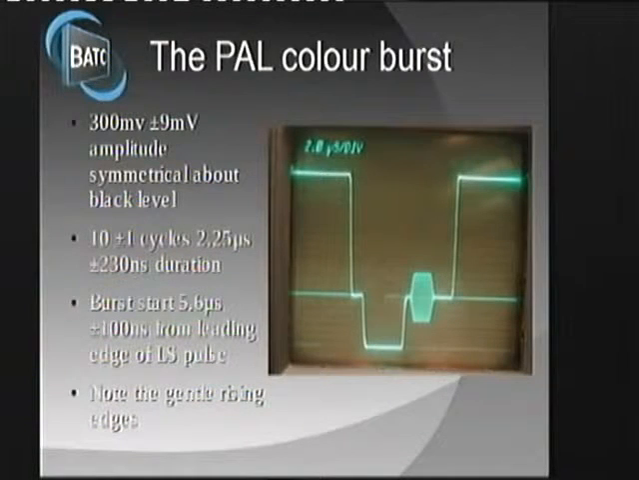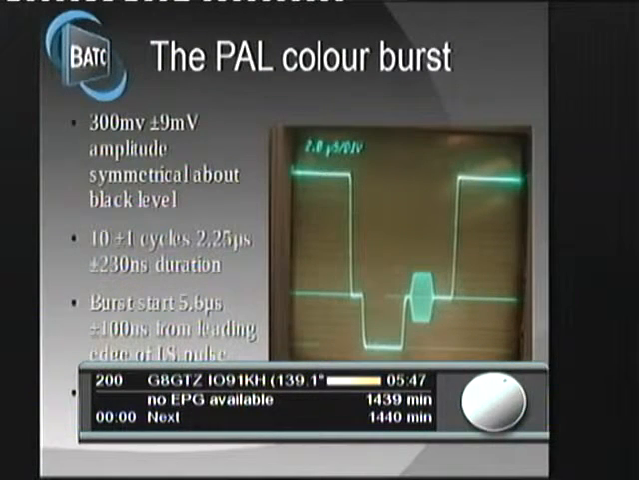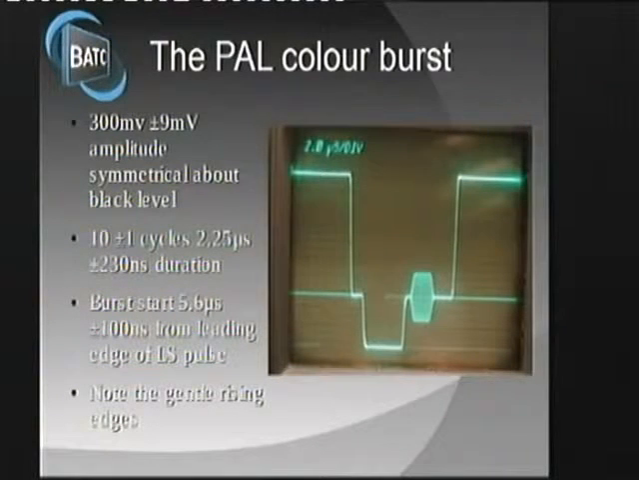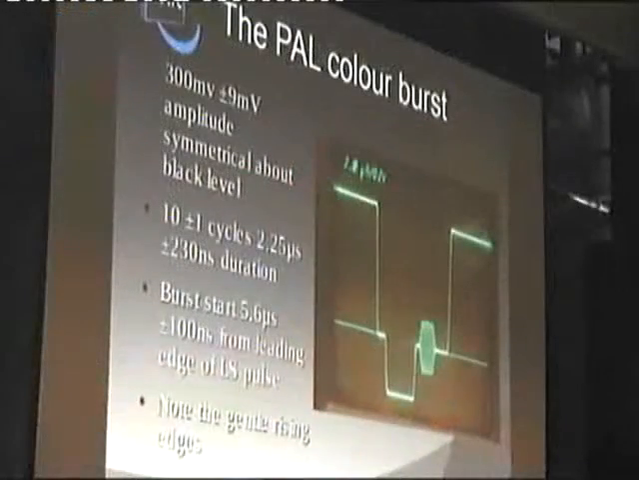We've added the colour burst now, another layer of complexity. Volts amplitude symmetrical about black level. So that's 300 millivolts there. 10 cycles plus or minus a cycle, and so on. The burst start is seconds from the leading edge of sync. You'll notice I'm sort of hovering halfway up because that is the measurement point where you measure from. And I'd like you to note that rather gentle slope. It's like that for a reason.